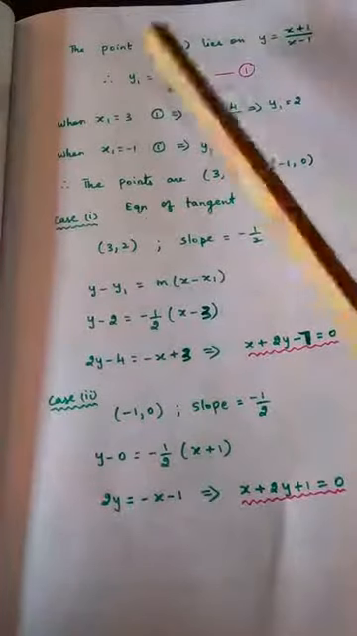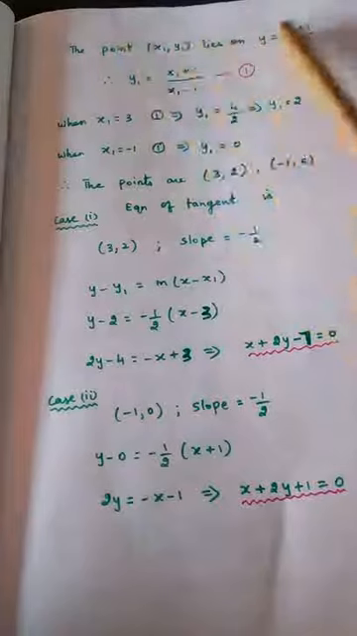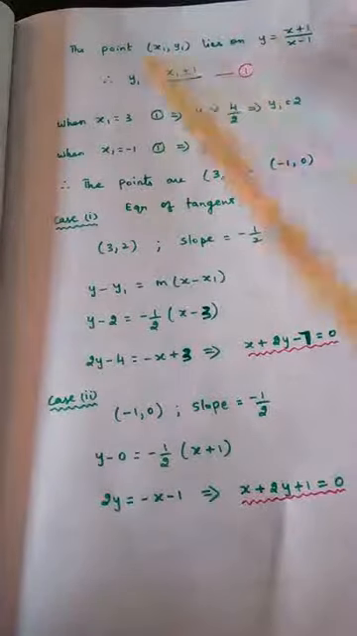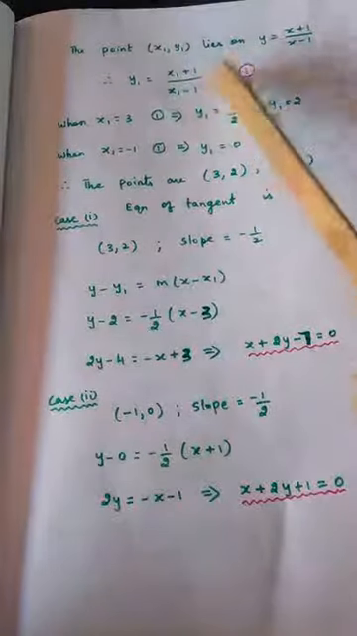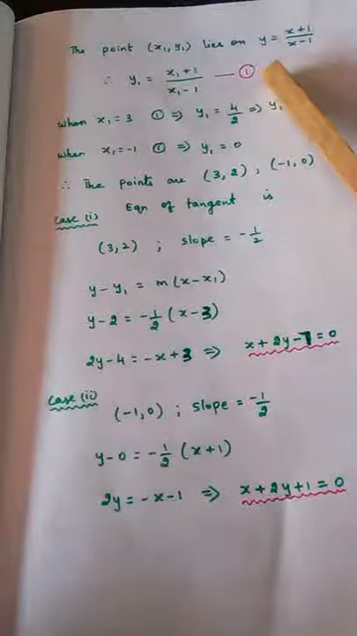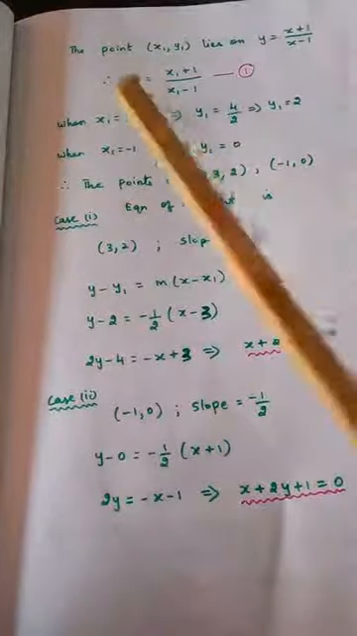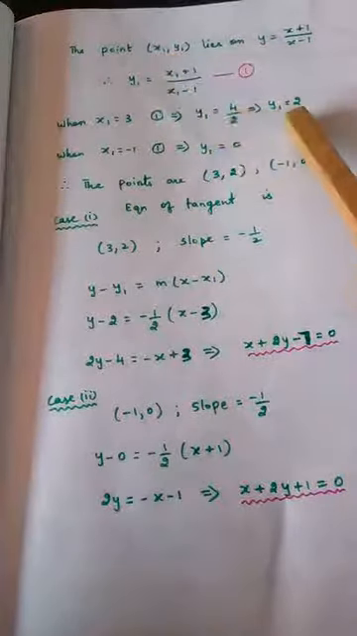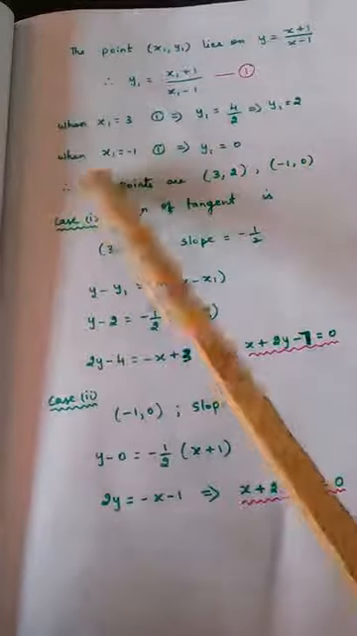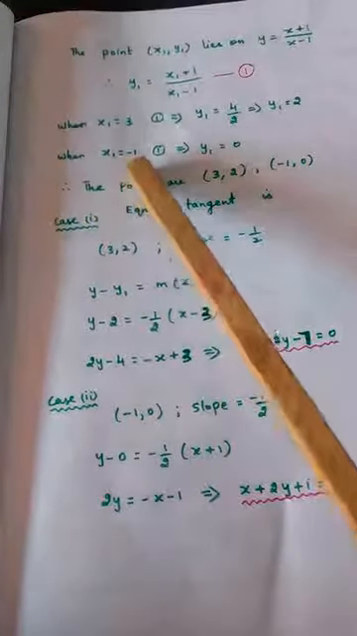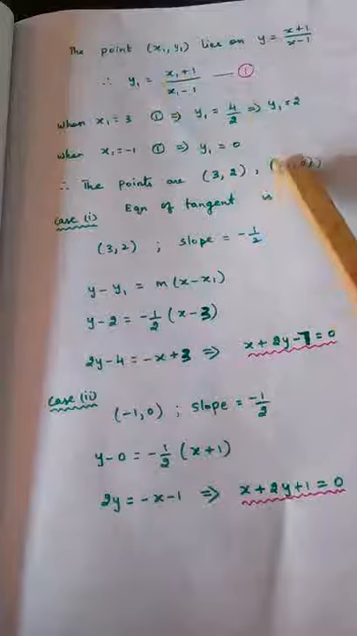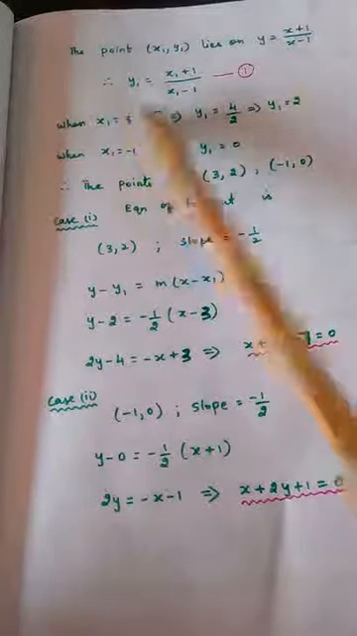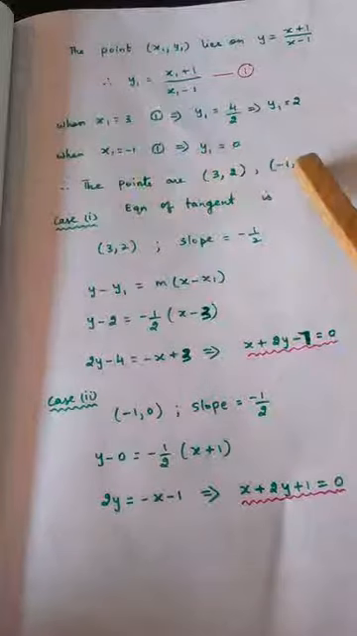So as I said, the point x1 comma y1 lies on this curve. So substitute that, x becomes x1, y becomes y1. Like that we are getting this equation number 1. Now we have already got two values for x1. When x1 equal to 3, substitute 3 in place of x1 and find out y1 value. Another value for x1 is minus 1. Substitute that in these two. So getting y1 as 0. So from that we are getting two points. One is 3 comma 2, other one is minus 1 comma 0.